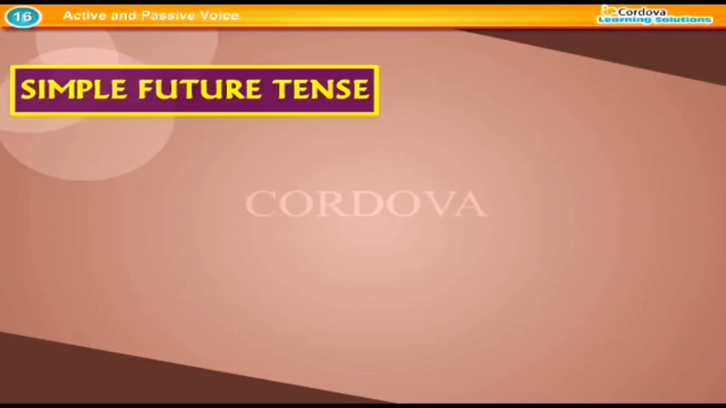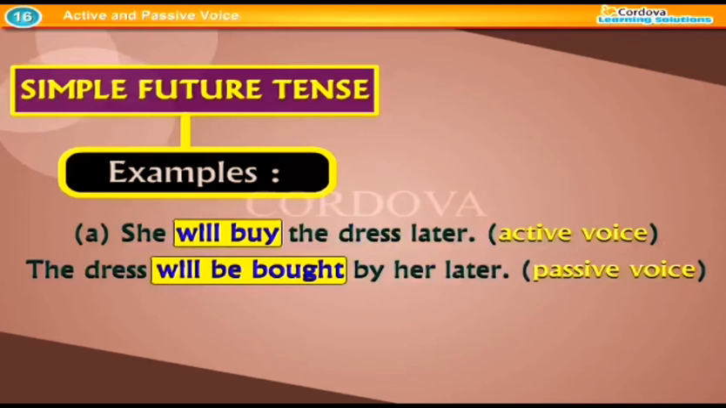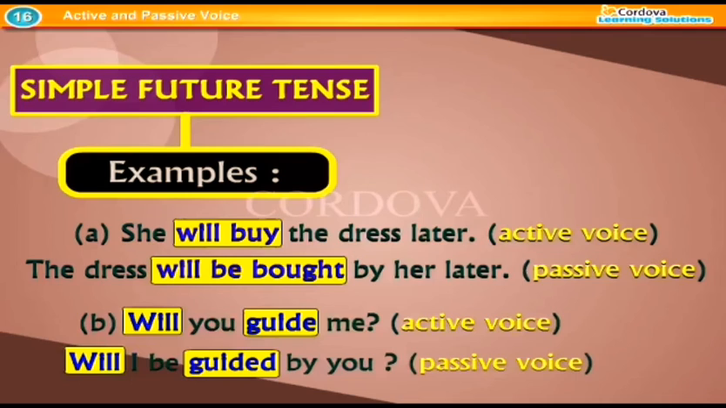Simple future tense. Examples: She will buy the dress later. Active voice. The dress will be bought by her later. Passive voice. Will you guide me? Active voice. Will I be guided by you?